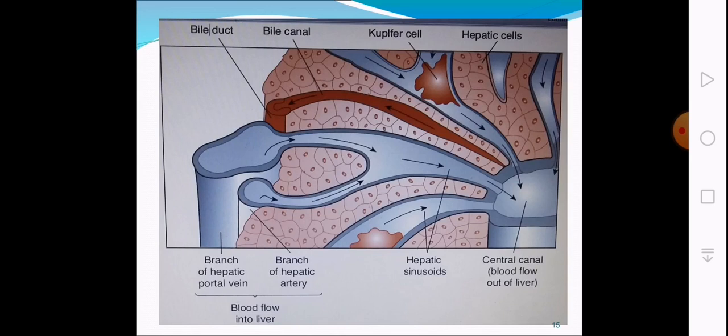This is a microscopic view. عندنا قلنا اللوبيولز عبارة عن six-sided structure. في كل ضلع عندنا تراياد. التراياد قلنا فيه الهيباتيك ارتري والبورتال فين بالإضافة للبايل دكت اللي هو البايل دكت هنا باللون البراون. Otherwise قلنا عندنا الهيباتيك ساينوسويد، والهيباتيك ساينوسويد قلنا التو بلوت سبلاي اللي هو البورتال فين والهيباتيك ارتري بيحصل لهم ميرجنج مع بعض عشان في النهايه يعمل لنا دريننج ان ذا سنترال كانال اللي هو السنترال كانال ده فيه السنترال فين.